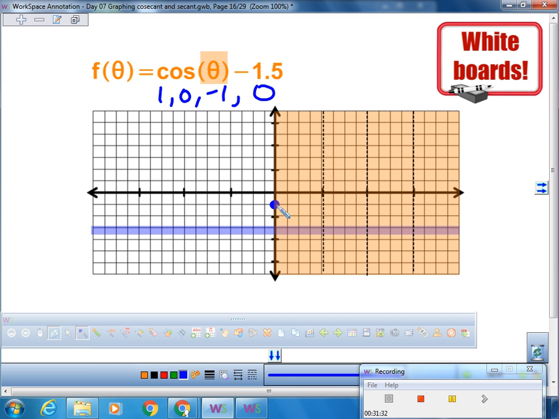All right, so I went up 1. Now what do I get here? 0. Then down 1, from here to here. And then 0. And then up 1. It goes a little bit better. How are we doing? Good. Okay, one more?